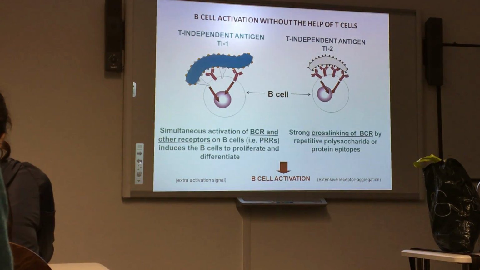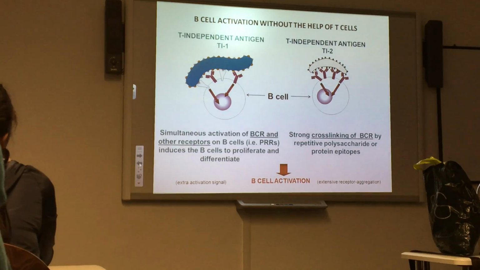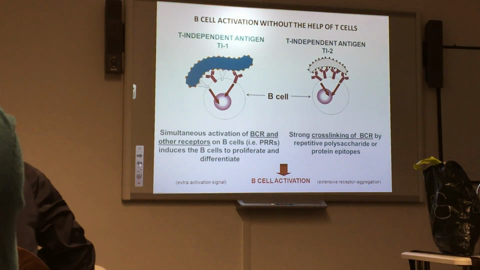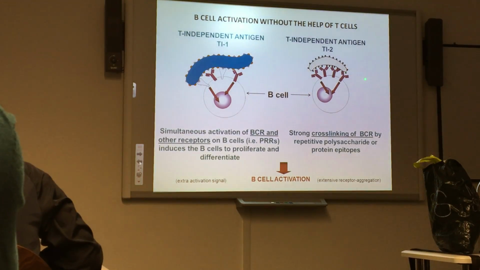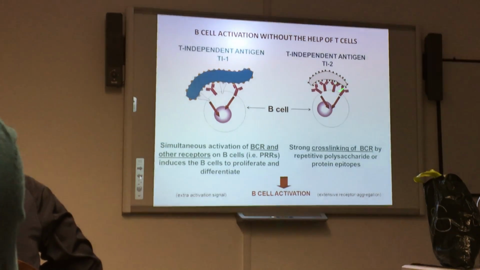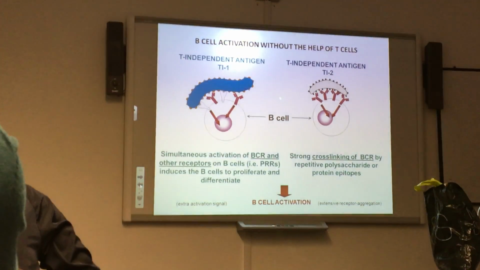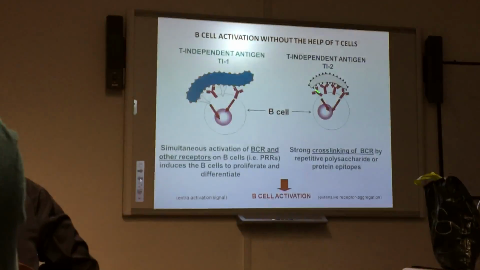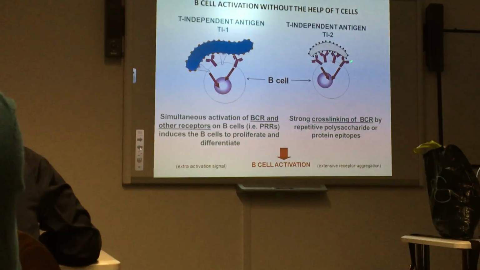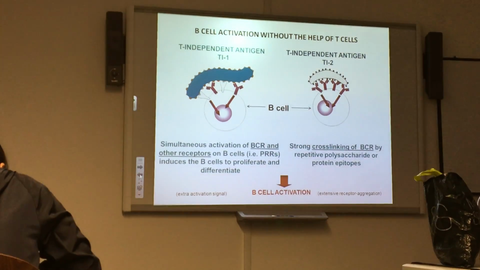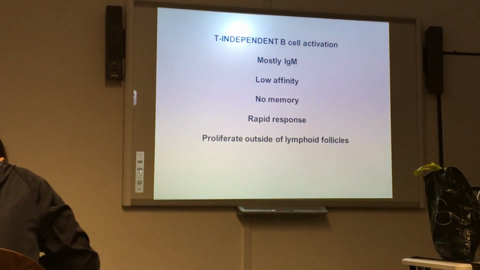Another way of T-independent activation is when more BCRs on the B cell surface are activated at the same time. So they cross-link the antigen, and we will get enhanced signaling in the cell. So these are the two types of T-independent activation.